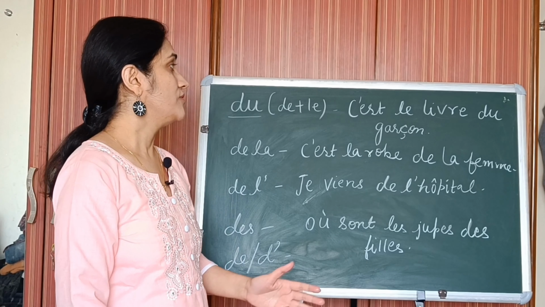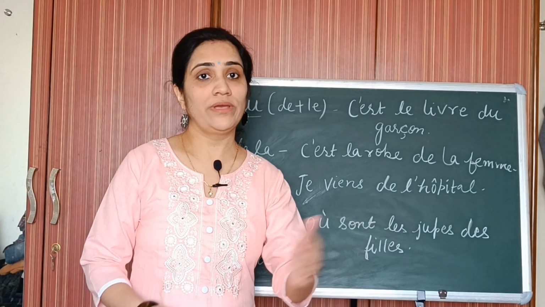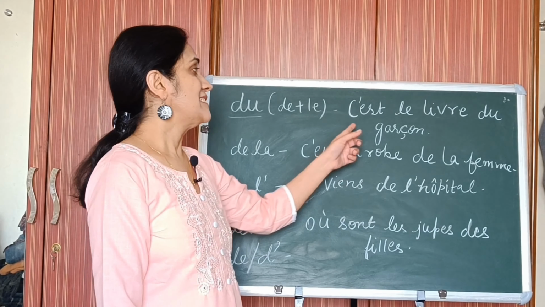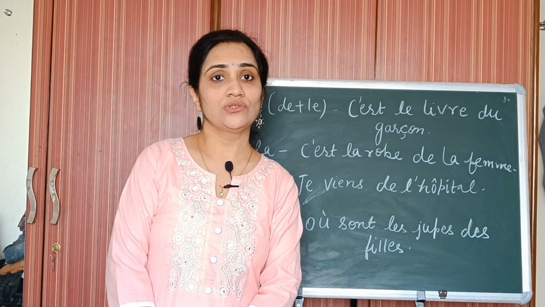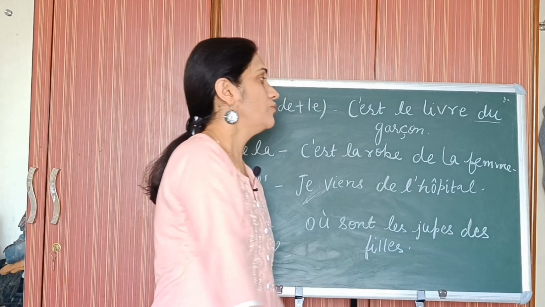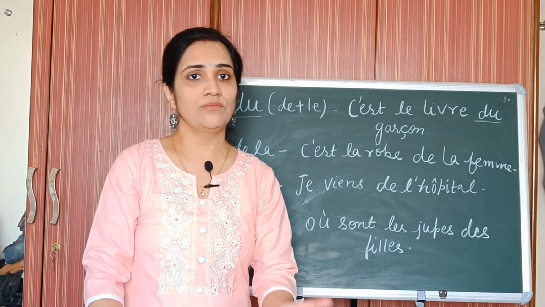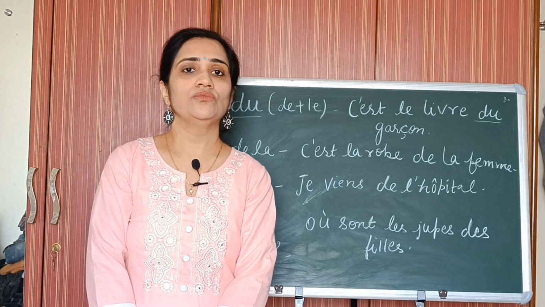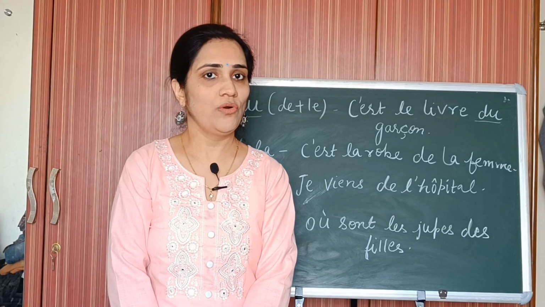For example, if you have to say this is the book of the boy, the sentence goes, c'est le livre du garçon. So we are using du with garçon, as garçon is a boy and it's masculine of course. C'est le livre du garçon, this is the book of the boy.